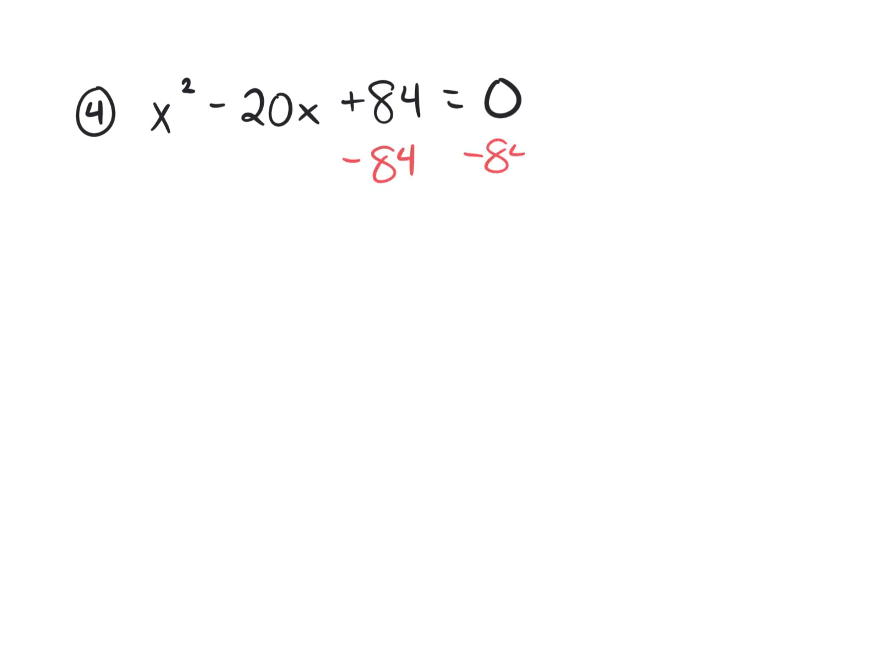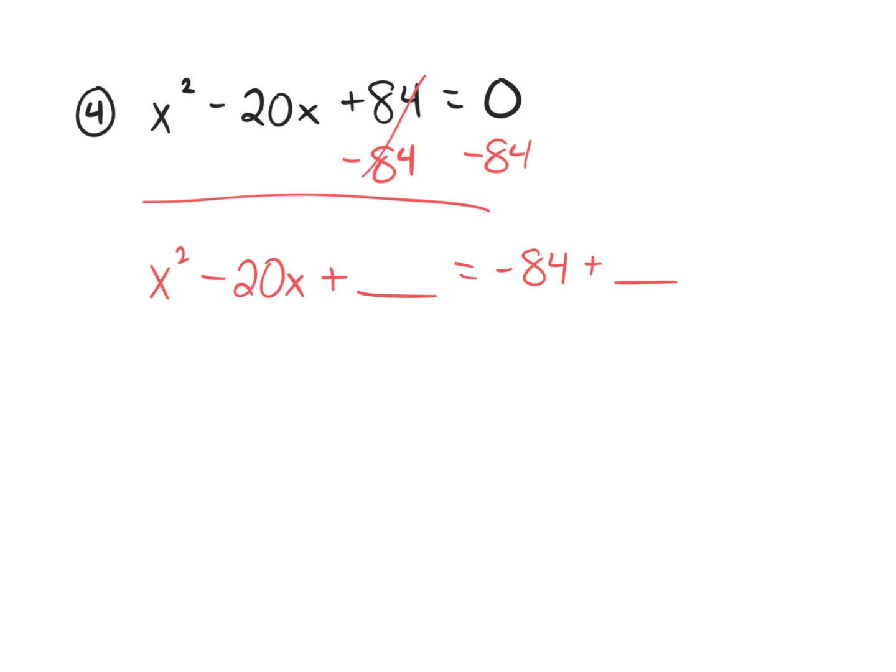All right, example 4. Let's try x squared minus 20x plus 84 equals 0. Last one here. When completing the square, what do we need to do first? Get rid of the c by subtracting 84. Good. So what am I writing next? X squared minus 20x plus blank equals negative 84 plus blank. Good. Now we need to fill in the blank. How do we fill in the blank?